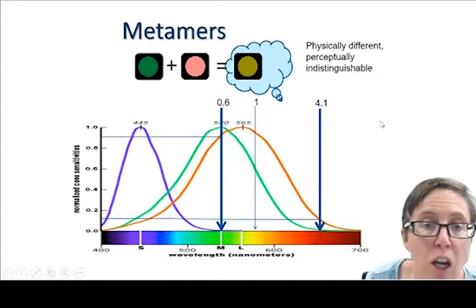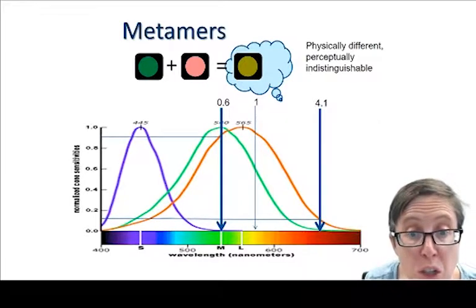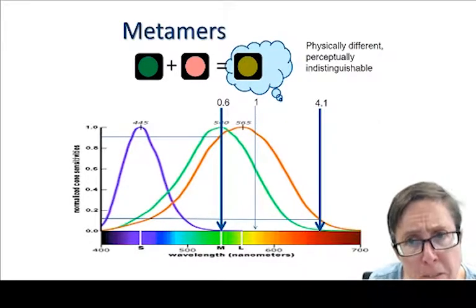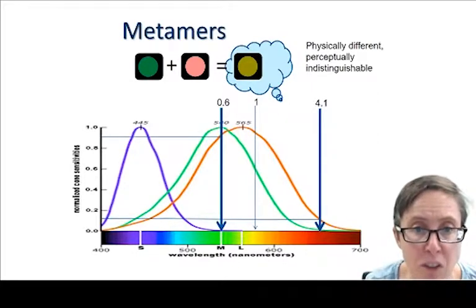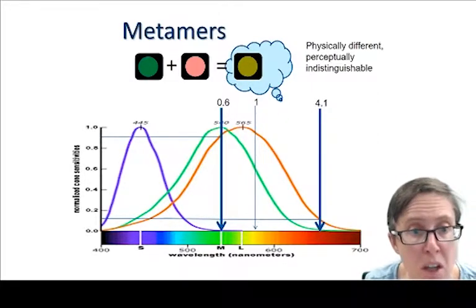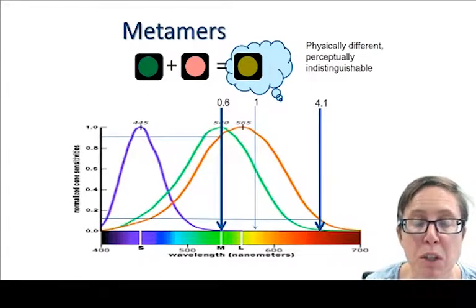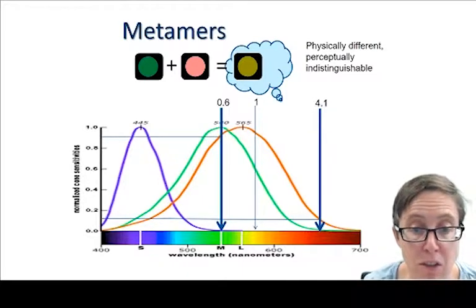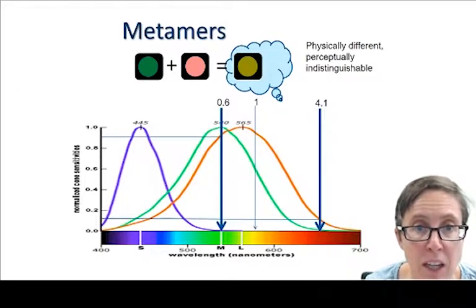You just can't tell because your retina would respond equally to both of those. So even though they're physically different, and you could discriminate between these with a piece of physics equipment called a spectrophotometer, or with a diffraction grating, or anything really that would enable you to separate the wavelengths, perceptually these lights are indistinguishable, and that's exactly what a metamer is.